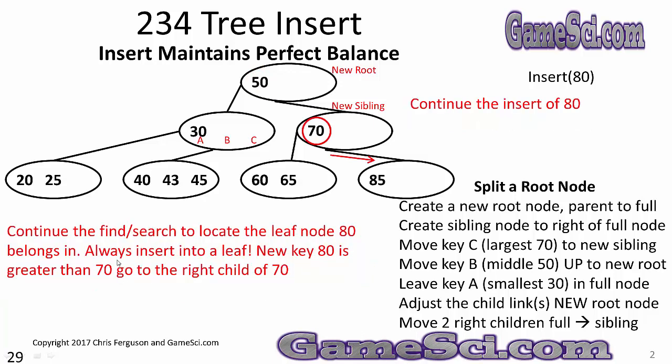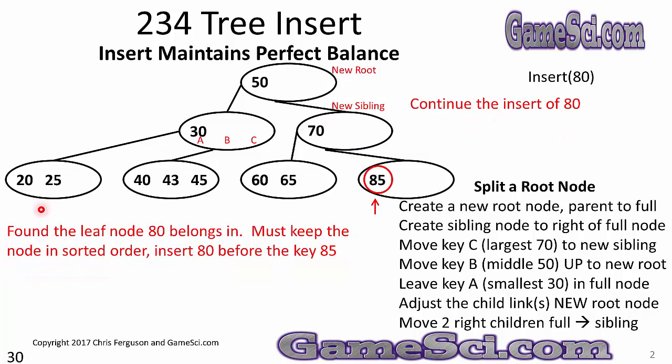Continuing with the insert of 80, find search to locate the leaf node 80 belongs in. Always insert into a leaf. The new key 80 is greater than 70. Go to the right child. What did I just do there? What I'm trying to insert is greater than 70. 70 is the last item in the node. I need to go to the right child of 70.